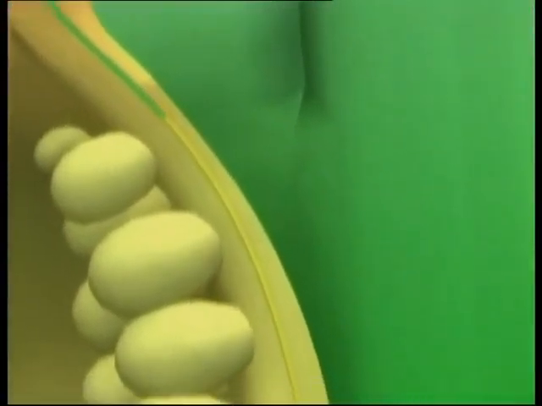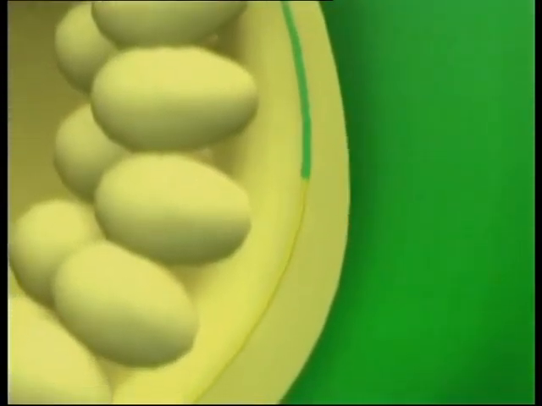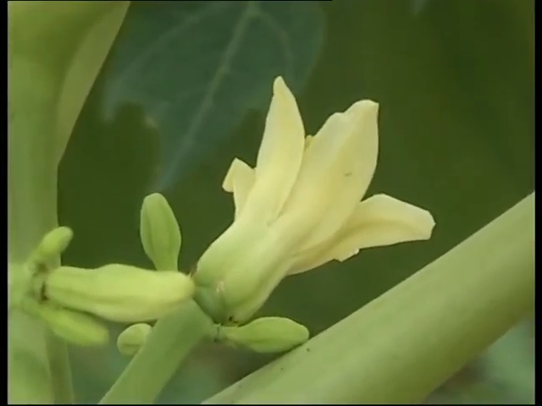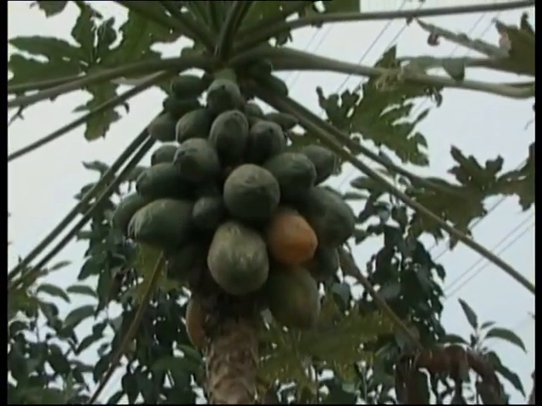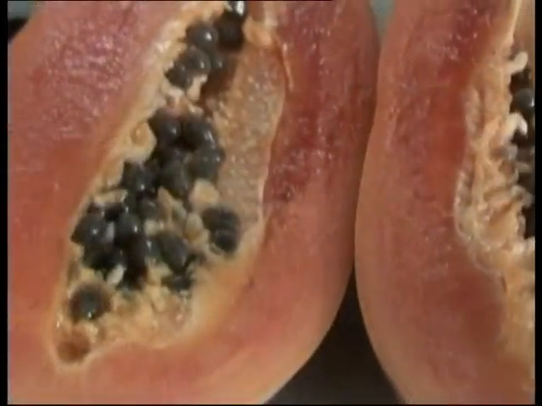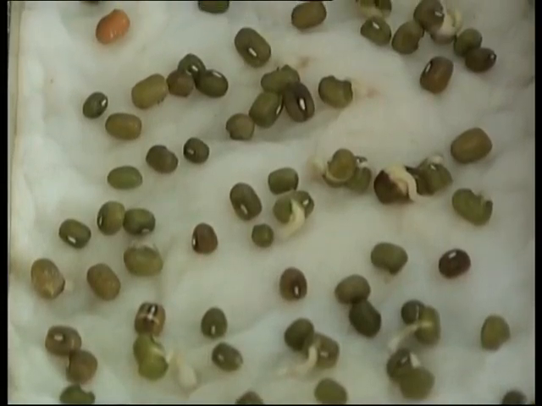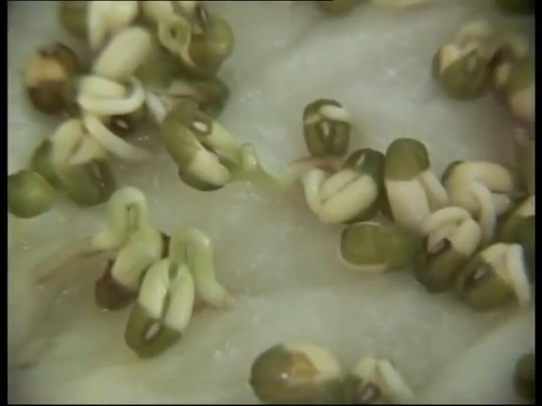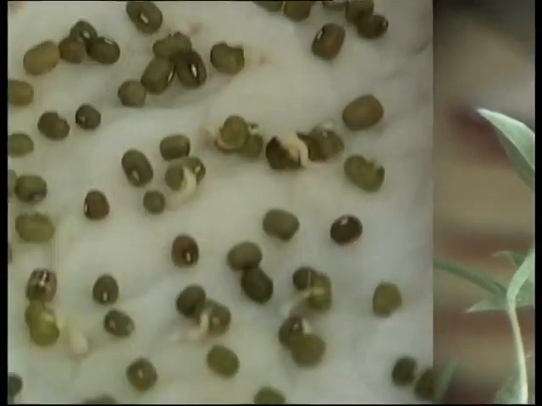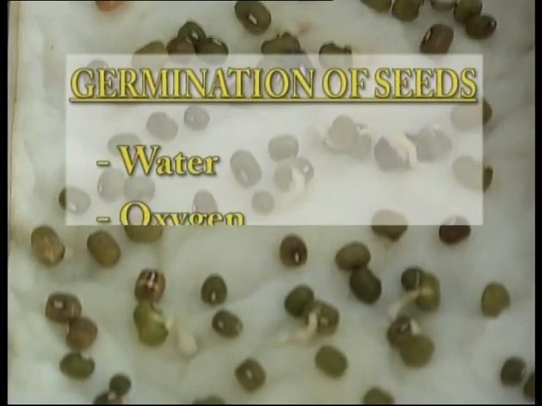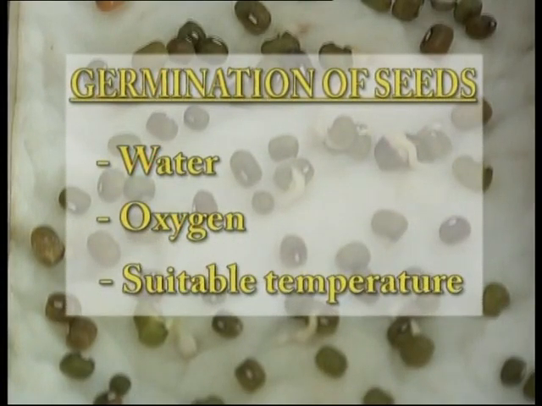Number 8. Fertilization in flowering plants takes place inside the ovule. Number 9. After fertilization, the ovules develop into the seeds, the ovary into the fruit, and the zygote into the embryo. Number 10. Germination is the process in which the embryo grows into a new plant. Number 11. Germination of seeds requires water, oxygen, and suitable temperature.